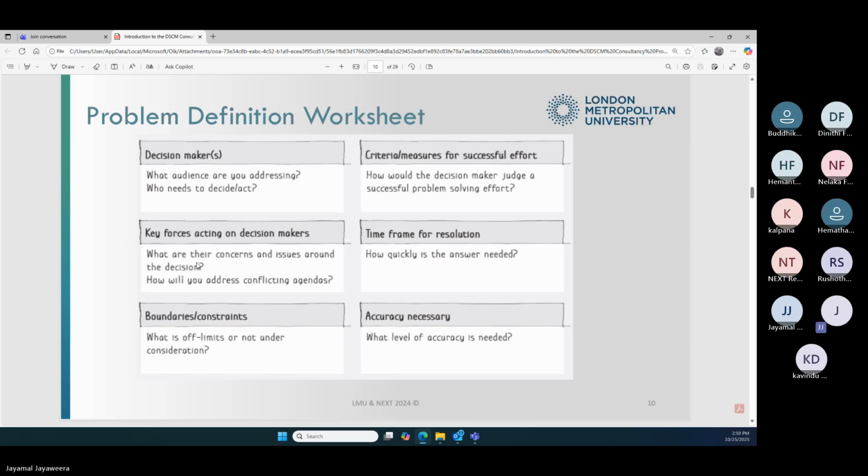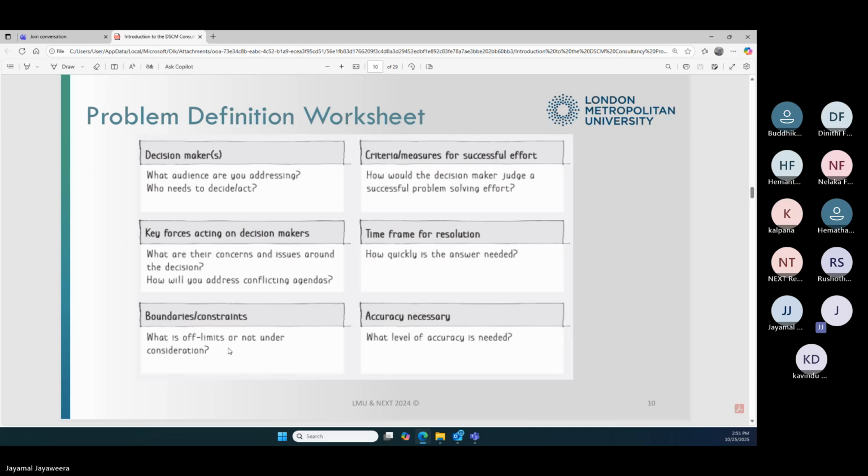Is the operation strategy not quite right? Is the operation strategy not aligned to the business strategy? Then what is off limits or under consideration?